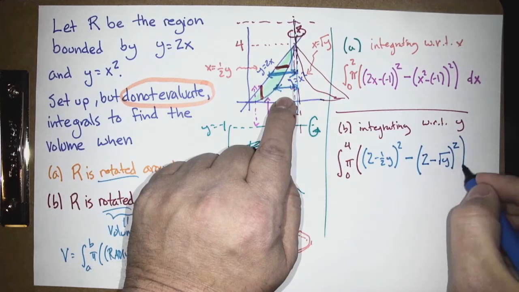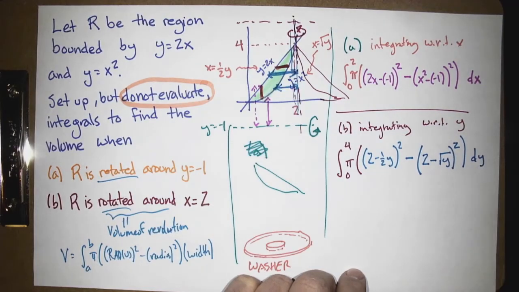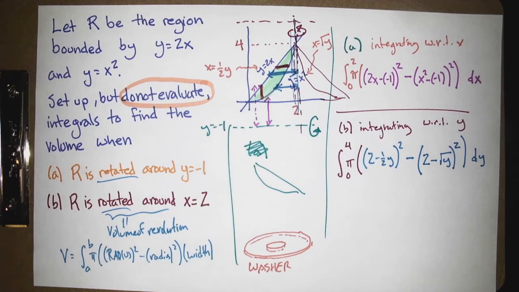And then we square. Final thing, dy. Don't forget the dx or the dy when you're writing these terms down. They're important. They're a definite part of the answer, and if you don't include it, you lose points. All right. Any questions?